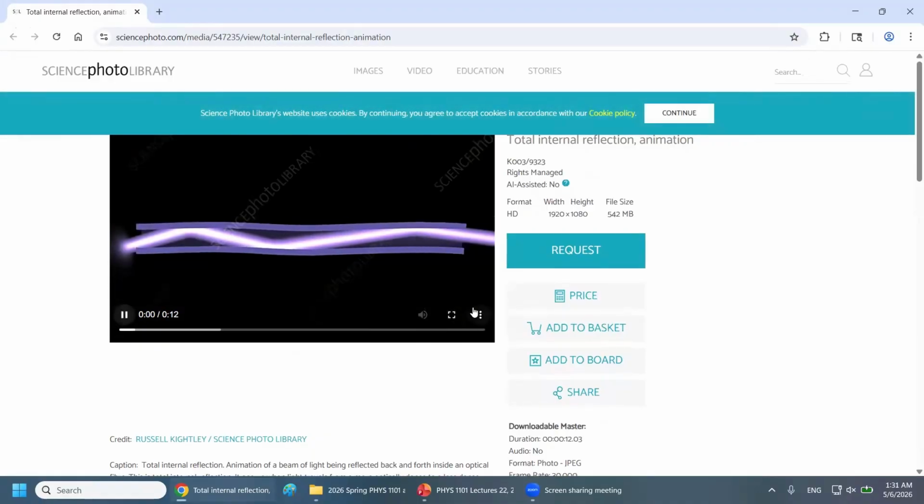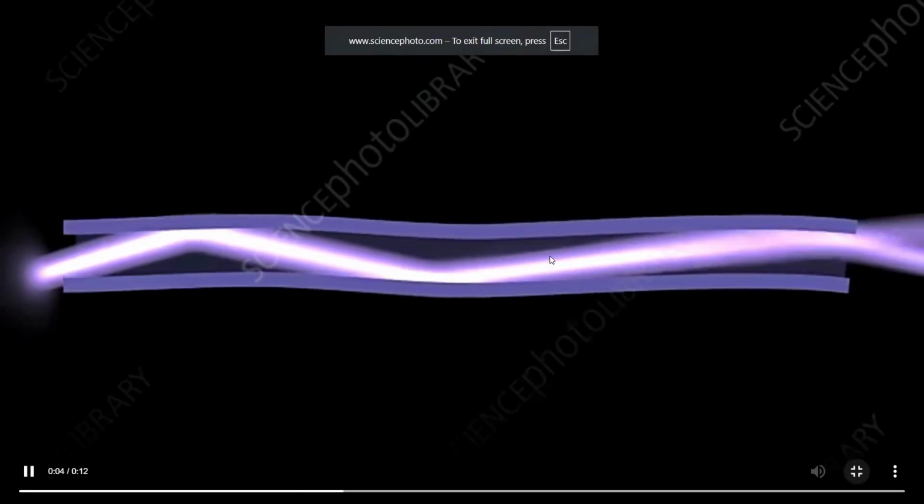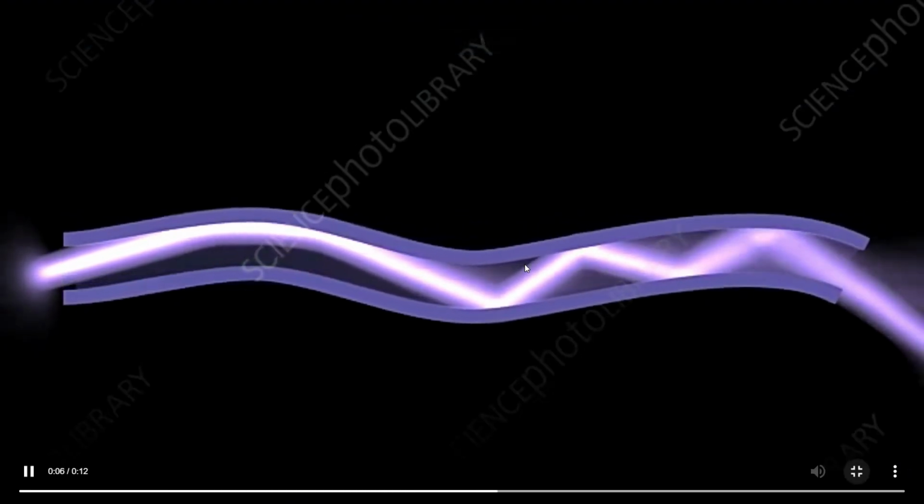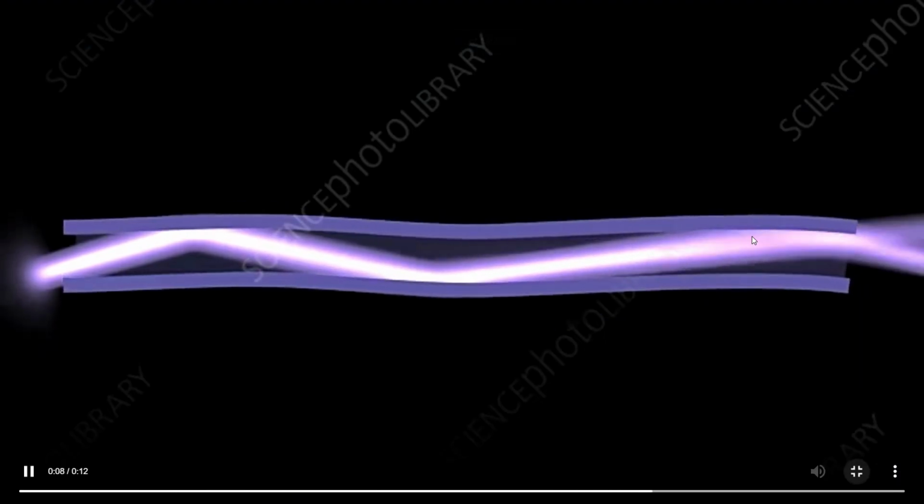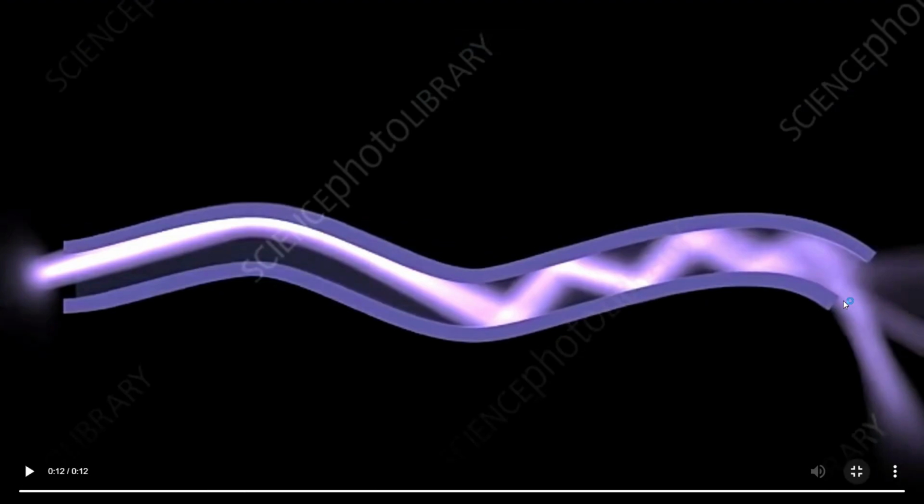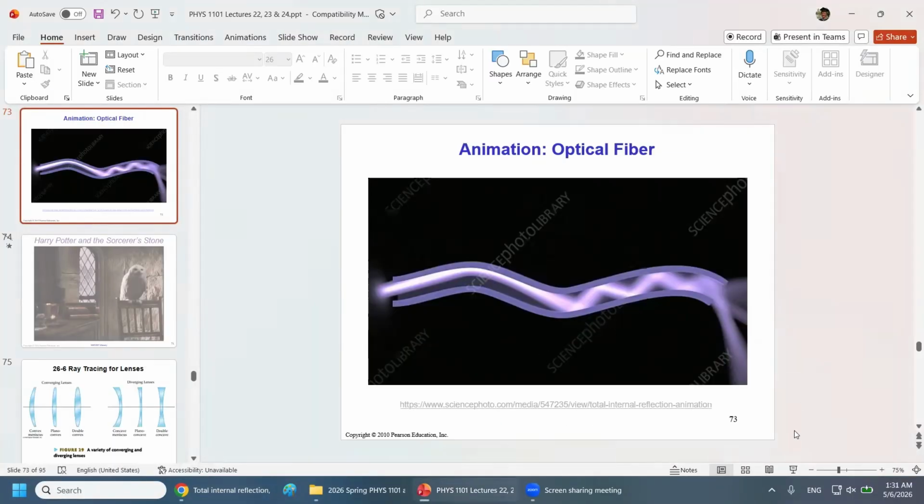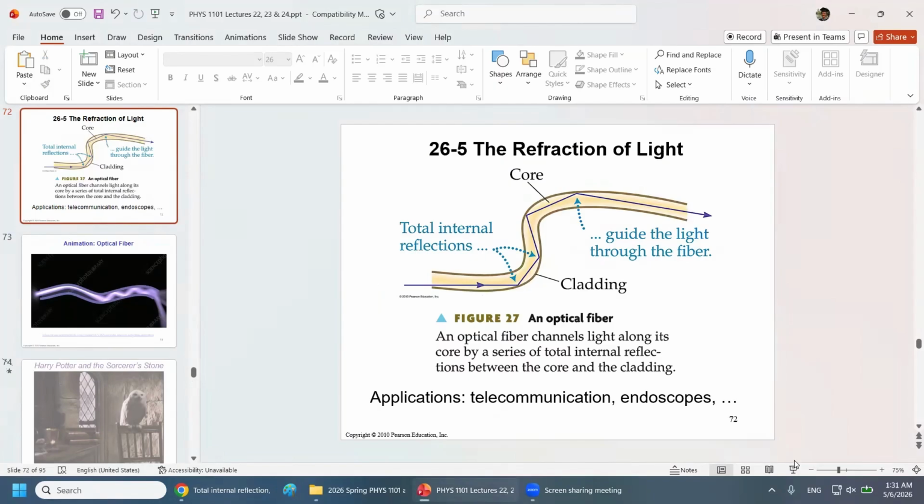So this is an optical fiber, and we can see light go through several total internal reflections. And if you bend the fiber, there will be more total internal reflections, but we can still transmit the light through the fiber. So that's the principle of total internal reflection and optical fiber.